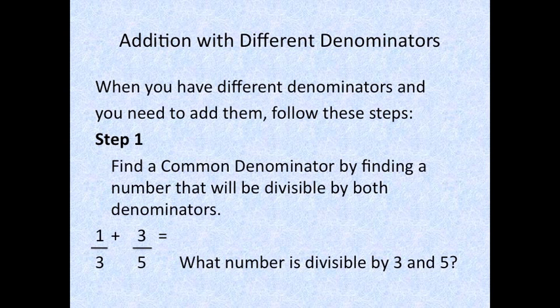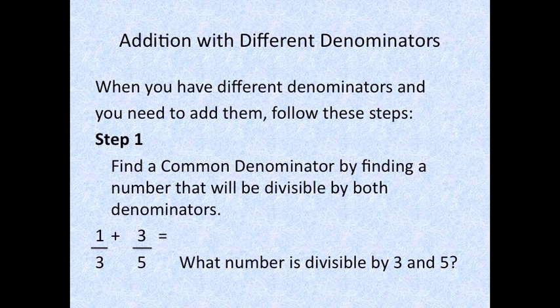Now let's take a look at addition with different denominators. When you have different denominators and you need to add them, follow these steps. Step 1. Find a common denominator by finding a number that will be divisible by both denominators. In this case, you're supposed to add 1/3 plus 3/5.